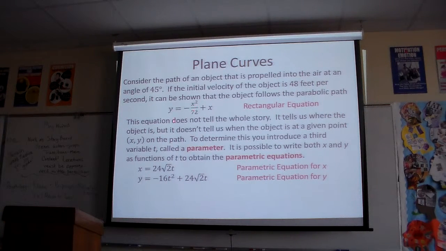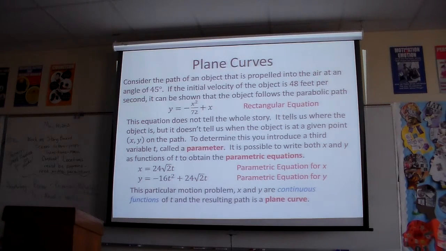The first equation just tells us the path of the ball. This equation tells us how fast it's moving, so that we can find x and y. It'll be this far out on x and that high up for y after so many seconds. Okay? And the result of that is what we call a plane curve.